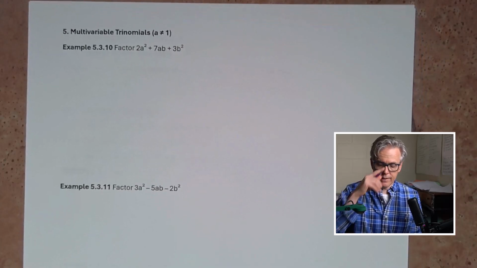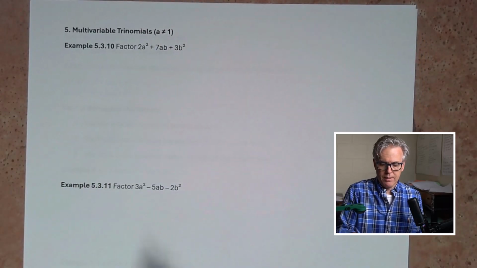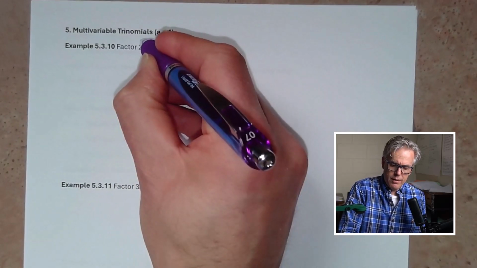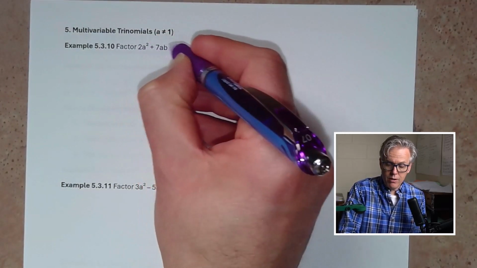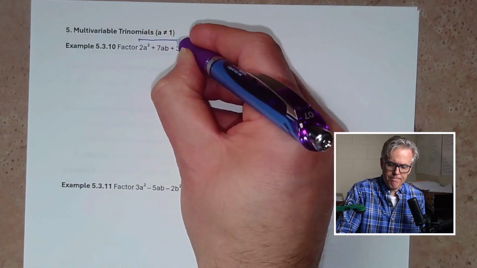Yeah, your last whole subgroup here in this section. Multivariable trinomials where a is not equal to 1. Okay, so very similar to the last one. Go ahead and we can do trial and error, or you can do the AC. Let's just do the AC. Easier for me to show.